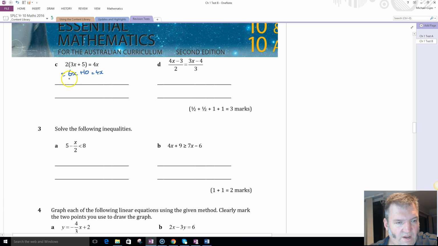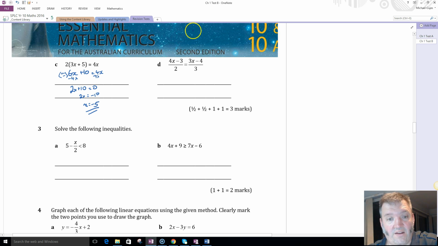If I subtract the 4x from each side, even though I could subtract the 6x and save myself a line of work, we are better off working with positives. So let's do that. So 6x minus 4x, I'm going to have 2x plus 10 equals 0. So subtracting 10 gives me 2x equals negative 10, dividing by 2, x equals negative 5.